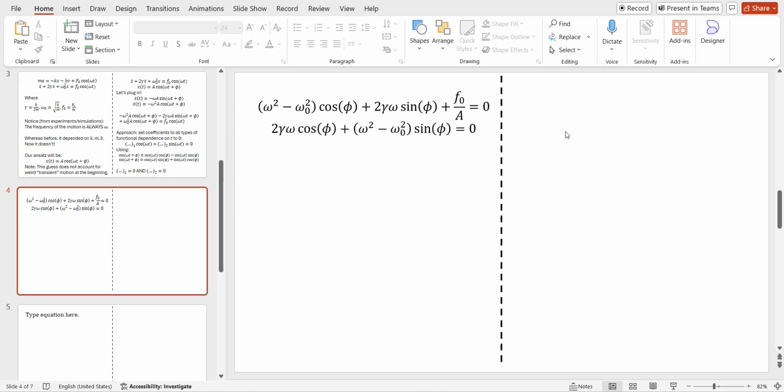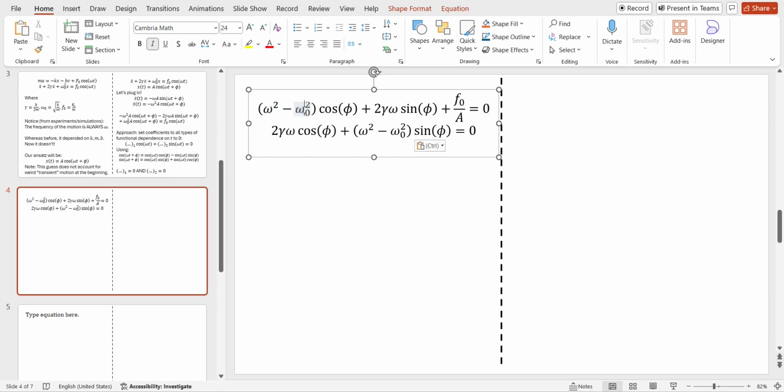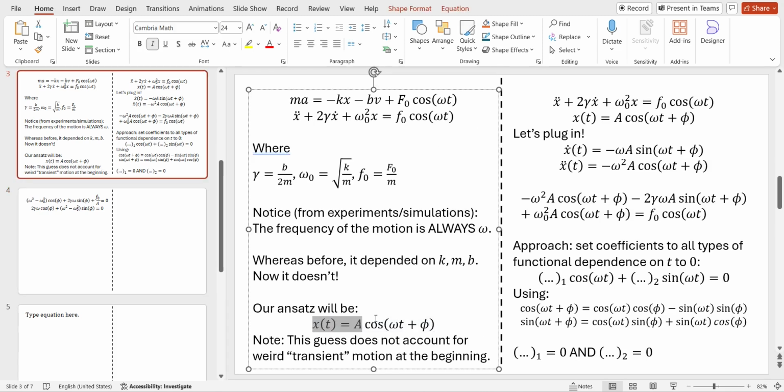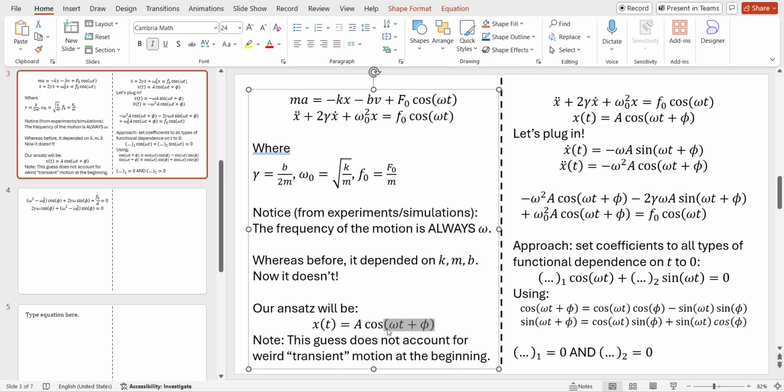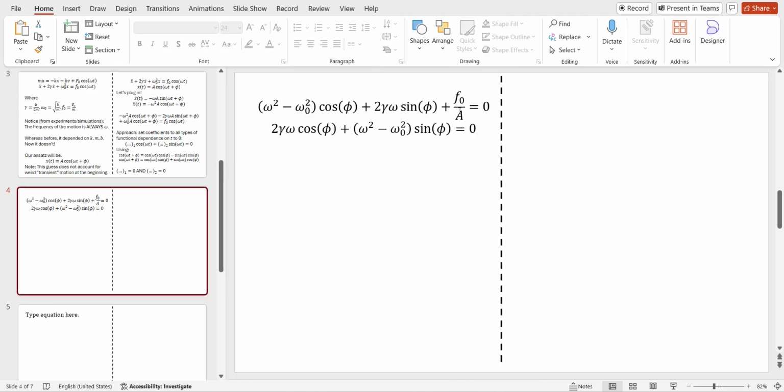So remember, everything here is known. Omega is known, omega naught is known, gamma is known, f naught is known, except for phi and a. We have two equations and two unknowns, so we're good. We can solve for them, at least in principle. Remember, what is phi? What is a? We guessed that our motion is a cosine of omega t plus phi. So we have some unknown amplitude, and phi is also unknown. But we know omega t, omega is just the driving frequency. So we have to use these two equations to solve for a and phi.